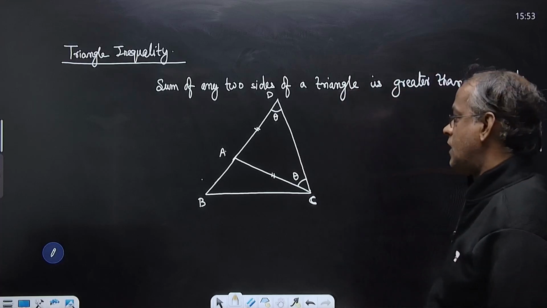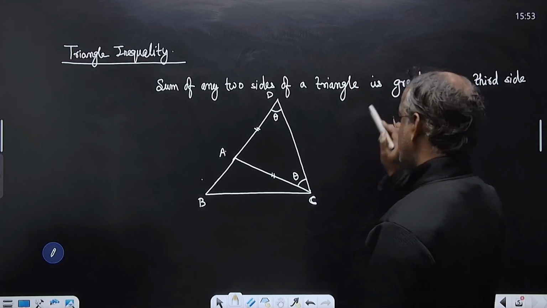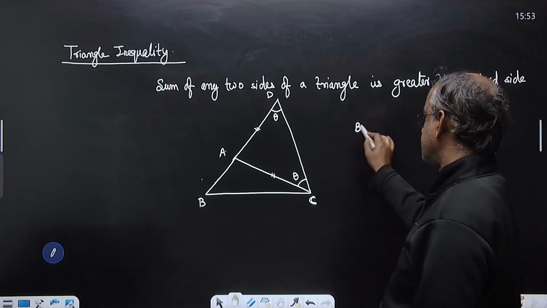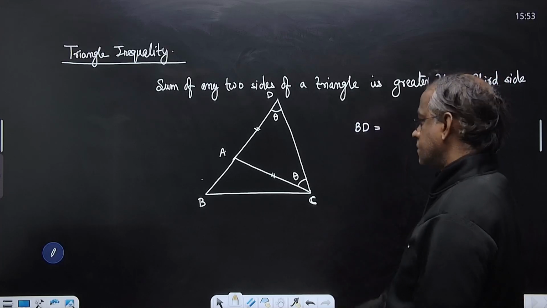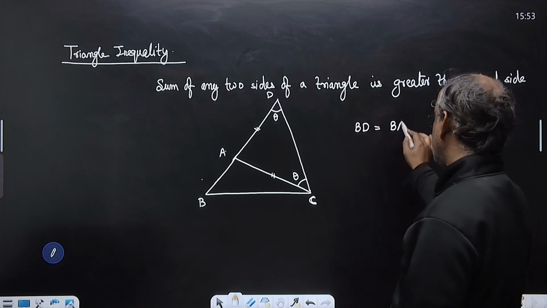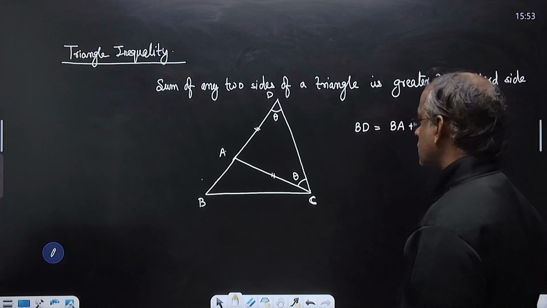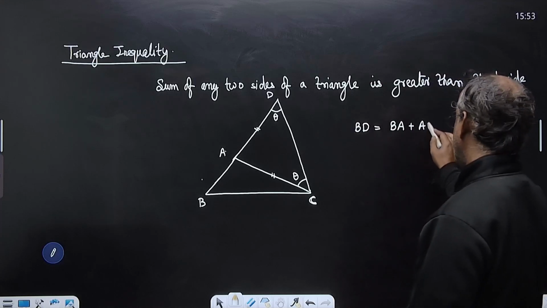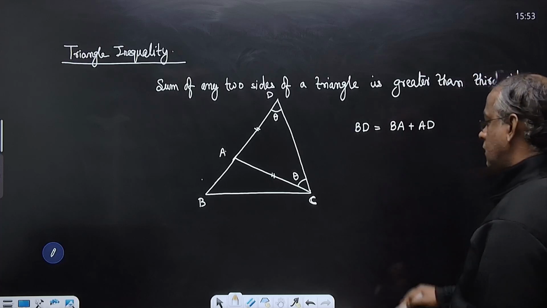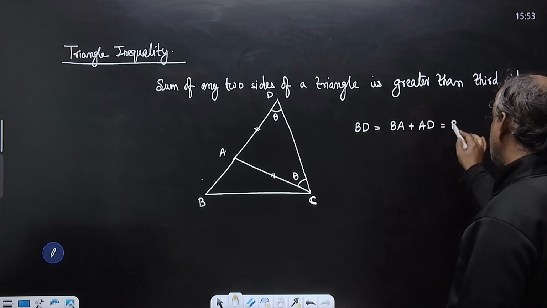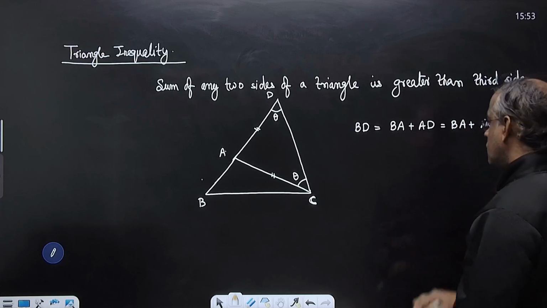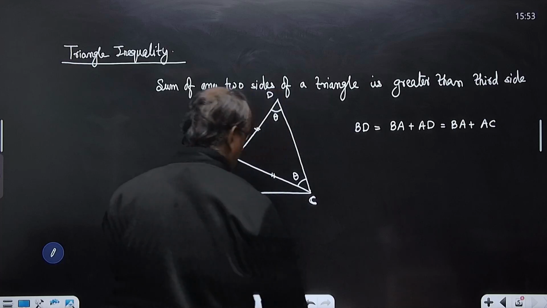These two are, again, the isosceles triangle. I hope you know what an isosceles triangle is. And then you can say BD, what is it equal to? BA plus AD. What is BA plus AD? BA plus AC. Okay. Now you look at it very carefully.